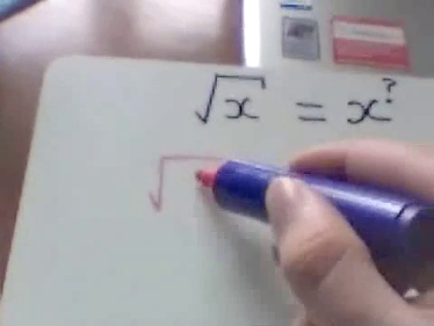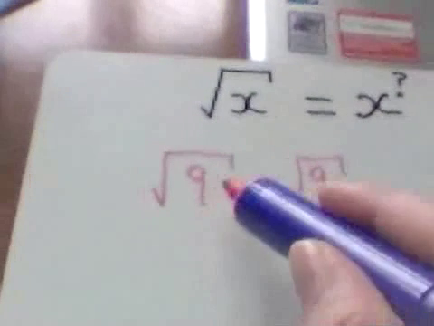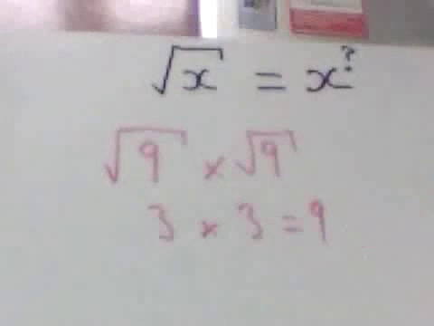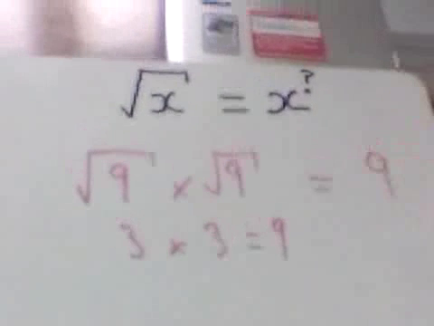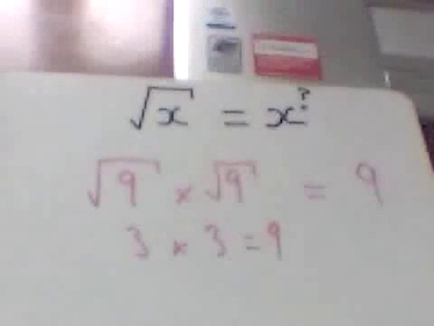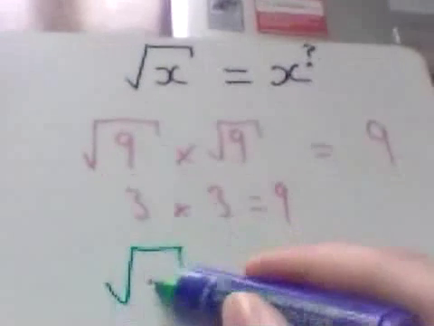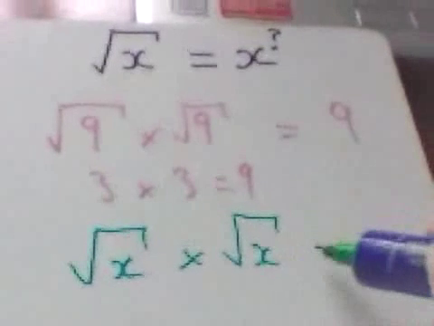If I get the square root of 9 times the square root of 9, well, the square root of 9 is 3. 3 times 3 is 9. So the square root of 9 times the square root of 9 is 9 itself. Well, let's do that with our top statement. The square root of x times the square root of x must equal x.